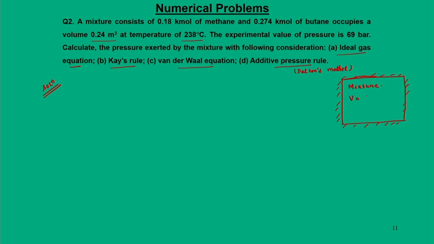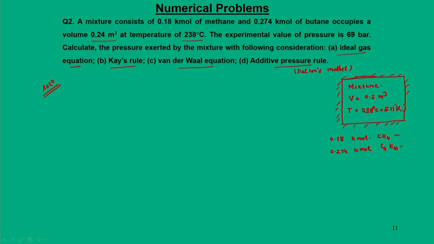The total volume is 0.24 meter cube and the temperature is 238 degree centigrade, which is nothing but 511 Kelvin. This mixture contains 0.18 kilomole methane, that is CH4, and 0.274 kilomole butane. Butane is C4H10. Based on this we can find their respective molecular weights.